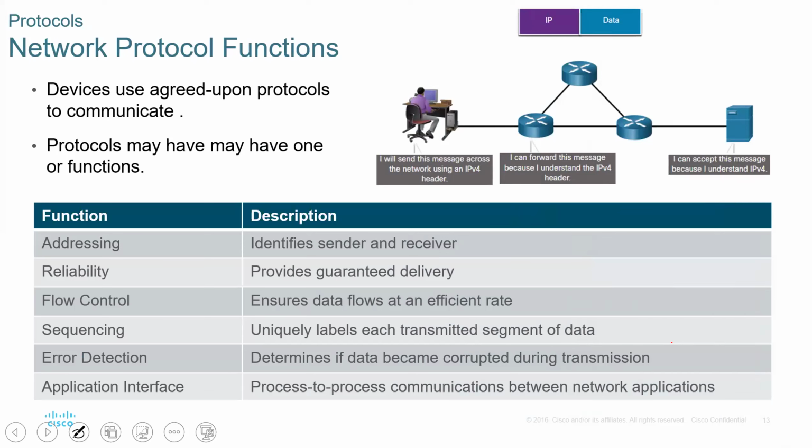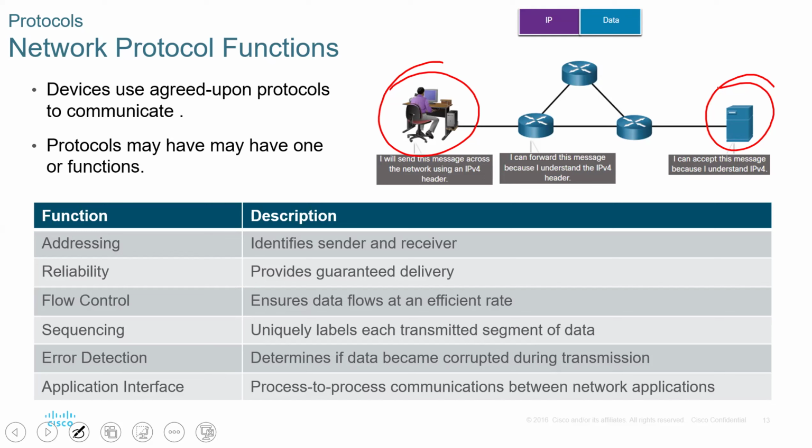Network protocols have different functions. Okay, devices use agreed upon protocols to communicate. Because if this guy is a sender and he wants to talk with this particular server, he says that I will send this message across the network using an IP version 4 header. That is a protocol. That is a rule. That is an agreement that is sending. Then the server is saying, I can accept this message because I understand the IP version 4 protocol. That is what the server is saying.